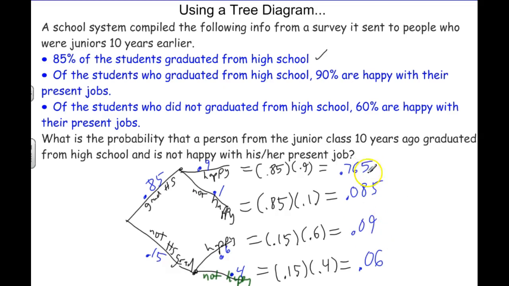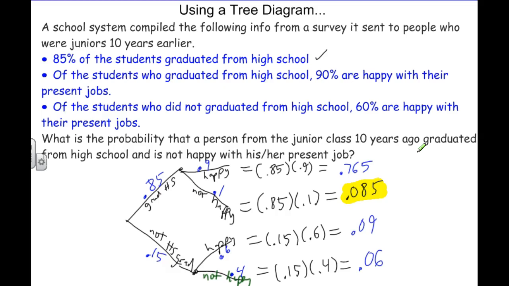So I typed all these in my calculator. These are the 4 answers I got. By the way, if I add up 76.5% plus 8.5% plus 9% plus 6%, I would get exactly 100%. These are always going to add up to 100%. Now let's answer the question that was asked. What is the probability that a person from the junior class 10 years ago graduated from high school and is not happy with his or her present job? So graduate high school and not happy, that would be 8.5%.